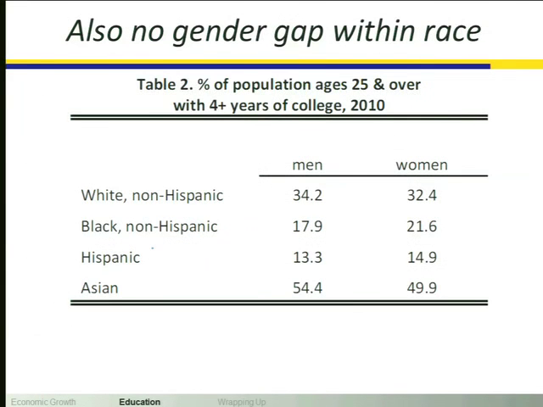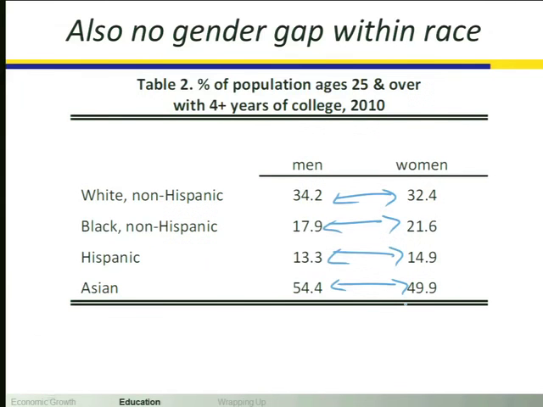Okay. If we look within race, there is not much of a gender gap in terms of college attainment. So compare across rows, men on the left, women on the right. Those numbers are reasonably comparable across rows. So there's not a huge gender gap between men and women within the white non-Hispanic, within the black non-Hispanic, within the Hispanic, within the Asian category. Those things are comparable. You can see already, though, that there are large gaps by race and ethnicity.